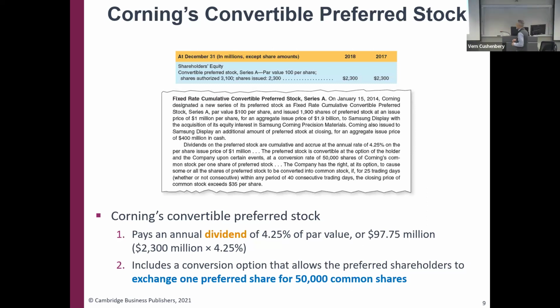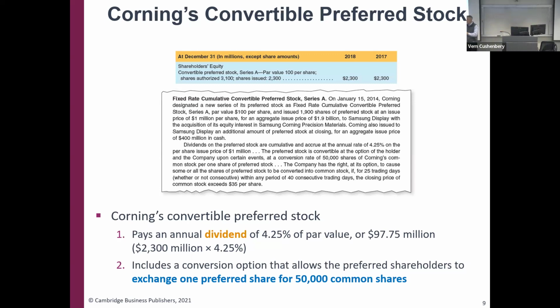So in this instance, we're looking at convertible preferred stock. This convertible preferred pays an annual dividend of 4.25%, not terrible, not great. And the second bullet point on the slide says it includes a conversion option that allows the preferred shareholders to exchange 1 preferred share for 50,000 common shares. That seems like a lot. I haven't done the math, and I don't know where Corning was trading at this particular time, but the 50,000 common shares is going to set a floor, basically, for what that preferred is worth.